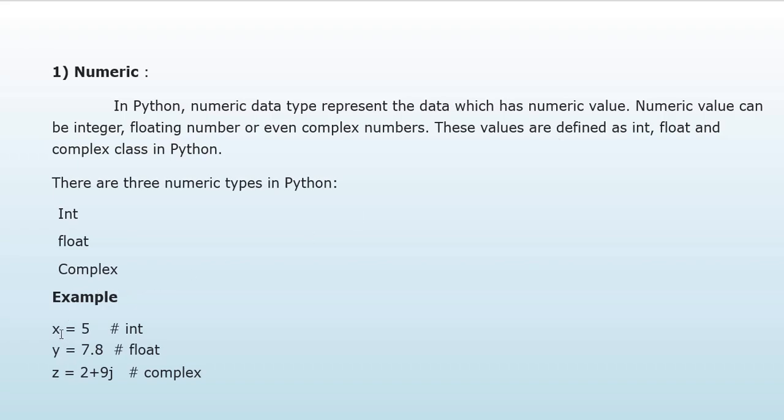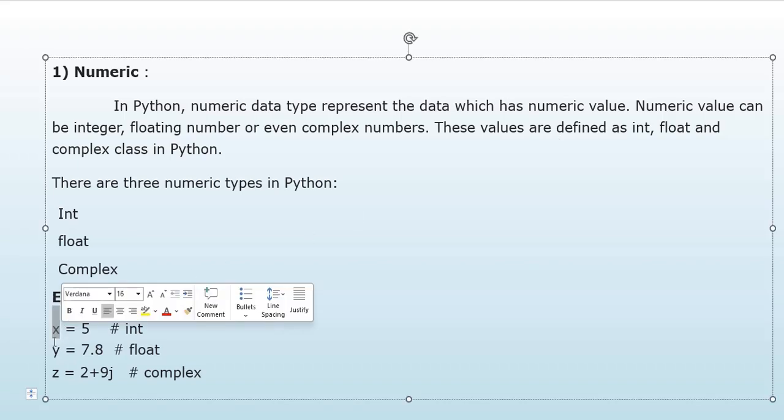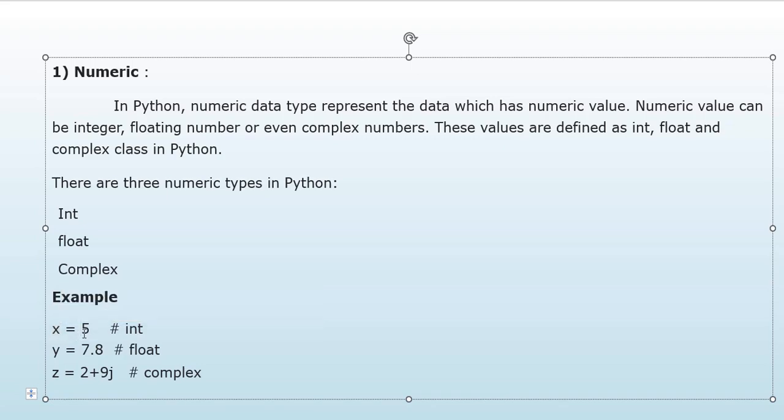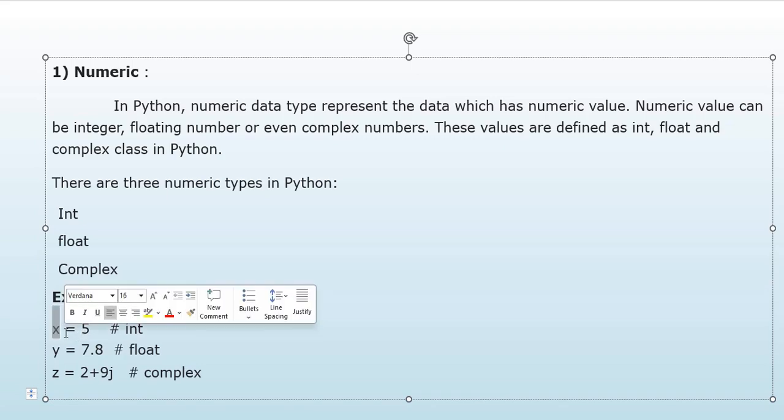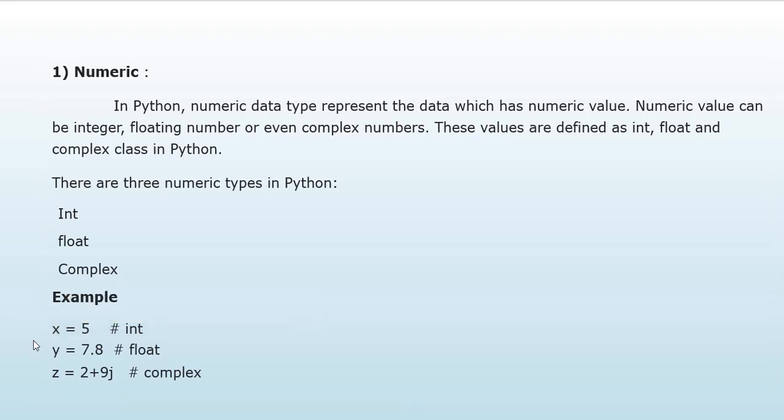See the examples. Here x is the variable and 5 is what? The data. Variable is nothing but the container in which the data will be stored. So here 5 is the data. This 5 will be stored in this particular x variable. What data type is this? This is the integer data type. It is only the whole number. So this is the integer data type.